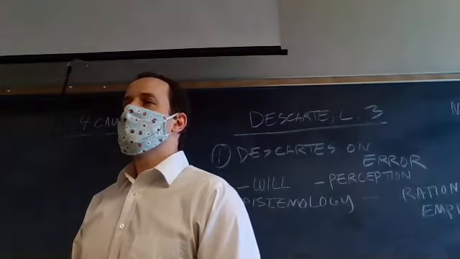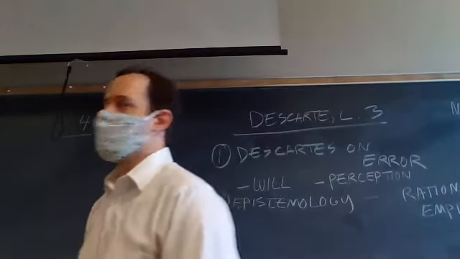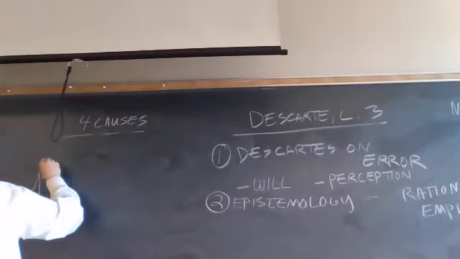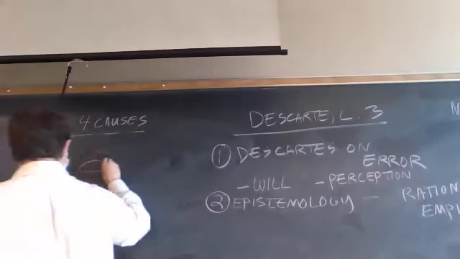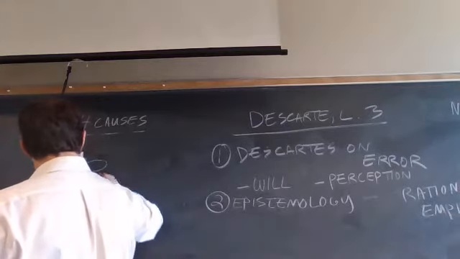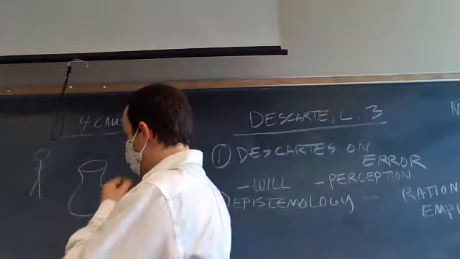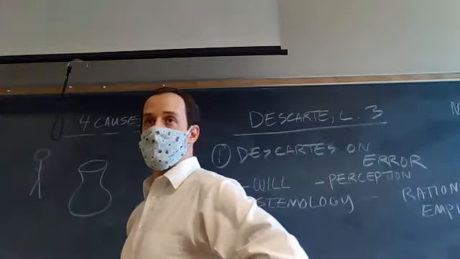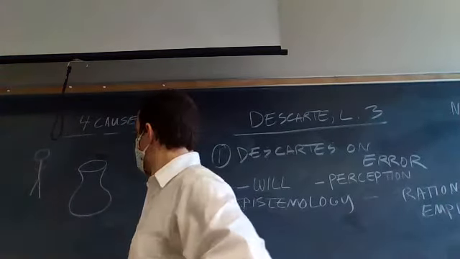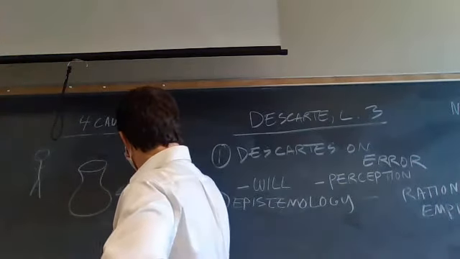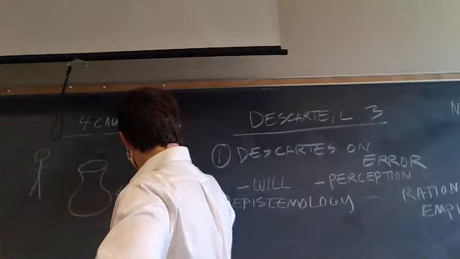The four causes can be illustrated by referencing an illustration. Let us imagine a pot and a potter. And there are four explanations for why this pot exists. One is the material explanation, or the material cause of the pot.